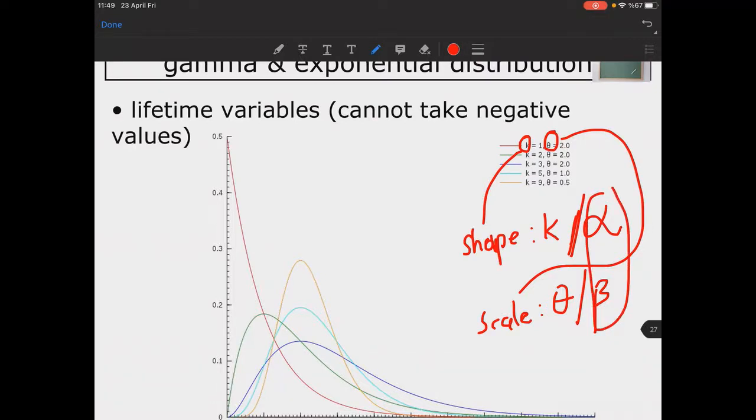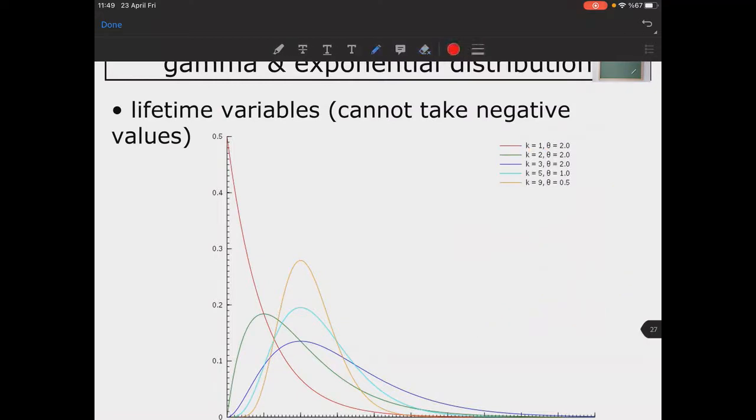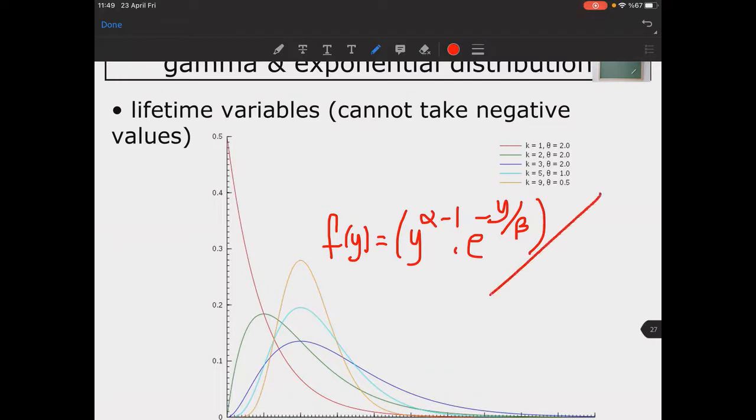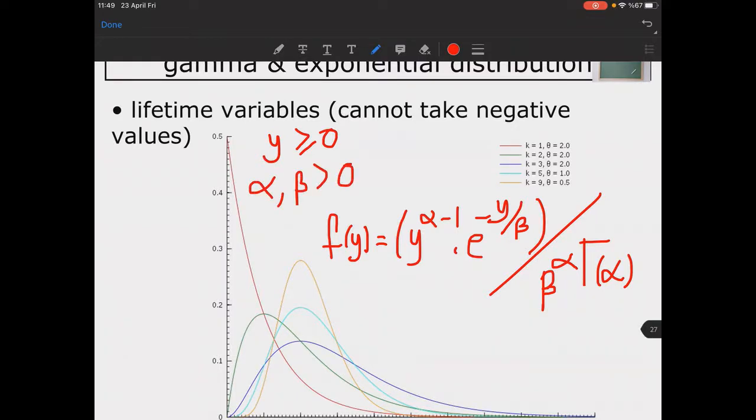And the thing is, let me try to use this space here. So its probability density function is something like this. y to the power alpha minus 1 times e to the power minus y over beta, over beta to the power alpha times the gamma function of alpha, where y is greater than or equal to 0 and alpha and beta are greater than 0. This is called the gamma density function here.